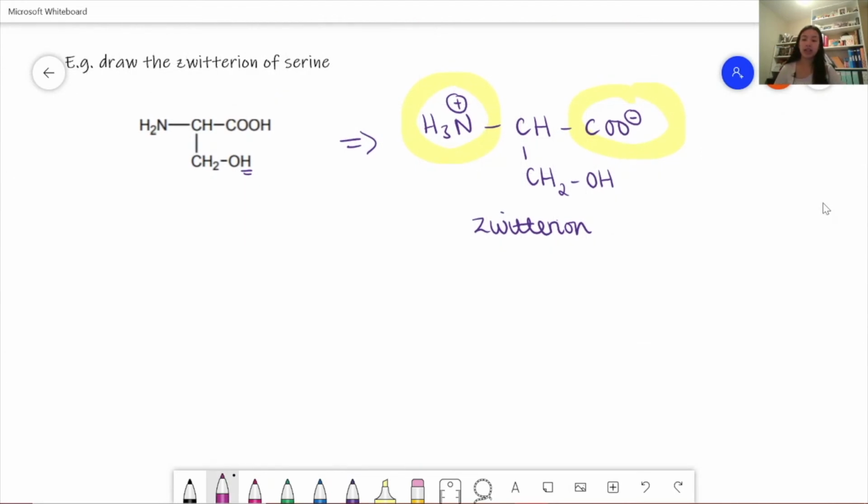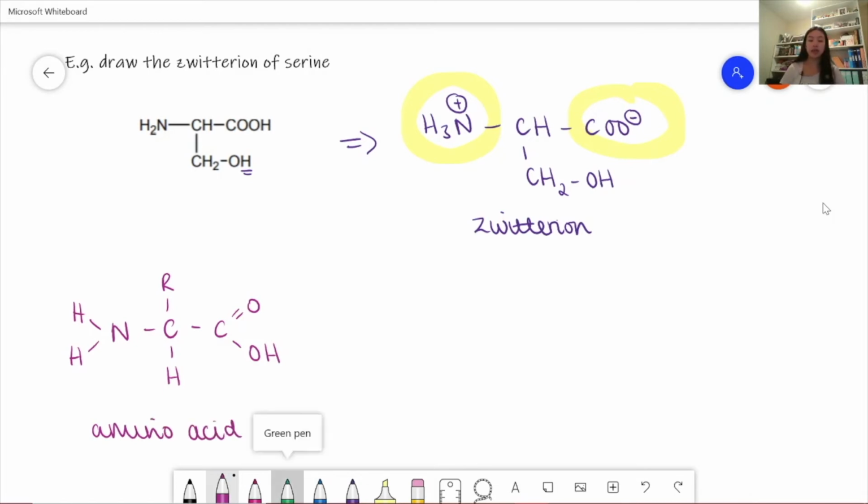So we have NH2, so this is our amine group, and then the carbon with an R group, which can vary depending on the amino acid, and then we have the carboxylic acid group. So this is our amino acid, very generally, and then our Zwitterion would look like this.